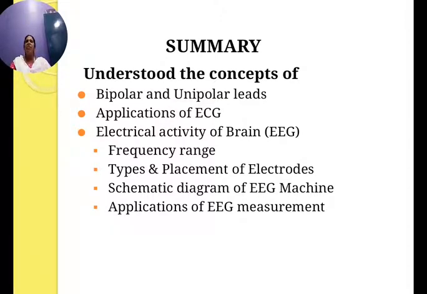EEG might also be used to confirm brain death in some persons who are persistent in coma. A continuous EEG is used to help find out the right level of anesthesia for someone in a medically induced coma.